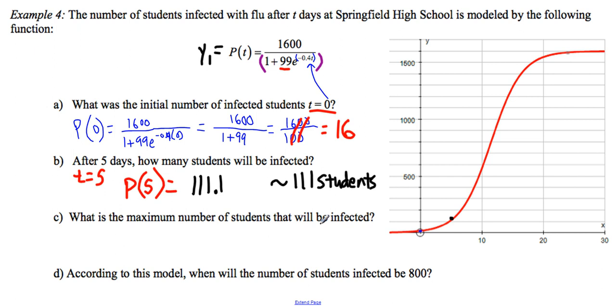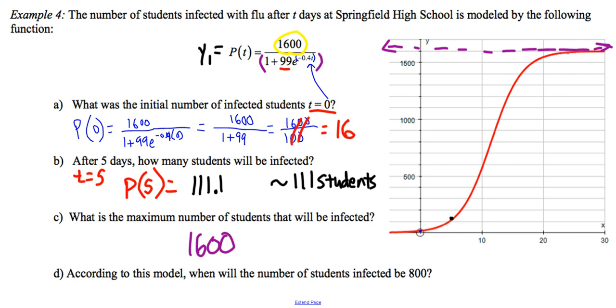Alright, part C, what is the maximum number of students that will be infected? The max, that's our upper bound. So remember, our upper bound comes from our C value. Our C value is on top of our function. So 1600 is our maximum number of students. That's also our second horizontal asymptote here. Make sure that's above 1600.